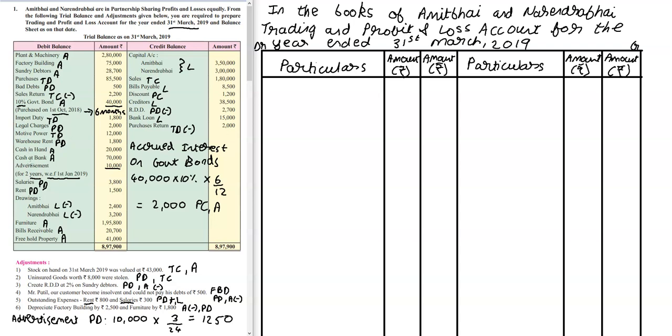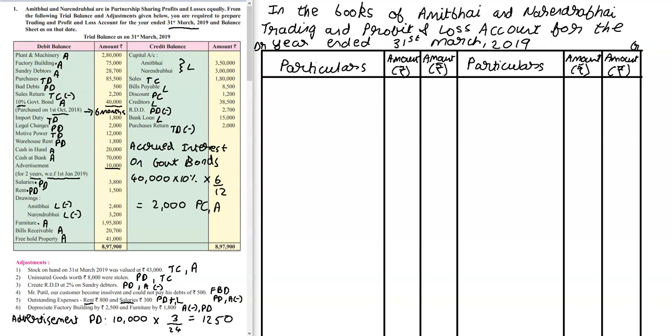Where can we find rent? Salaries is here. So next to salaries, I'm putting a dot. Means I write the number in the inner column and leave a line. Similarly, rent is right below it. I'm putting a dot. Factory building and furniture. Factory building is here. And do we have furniture? Right here.